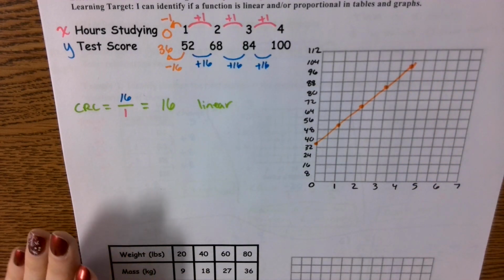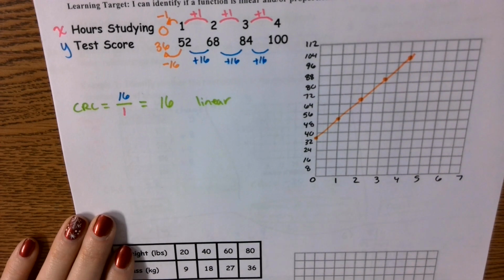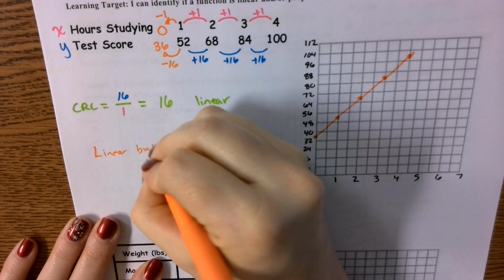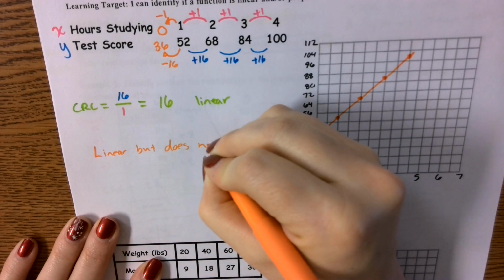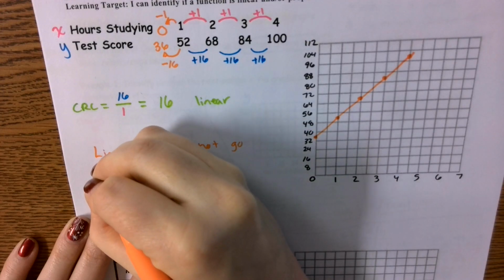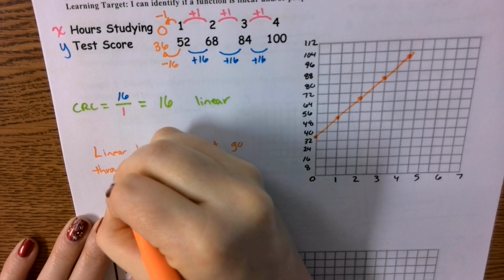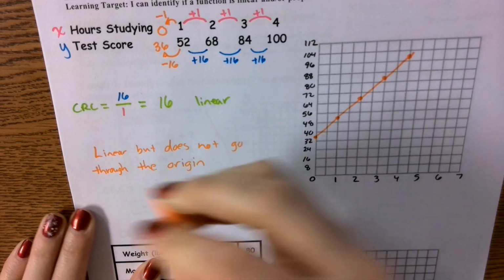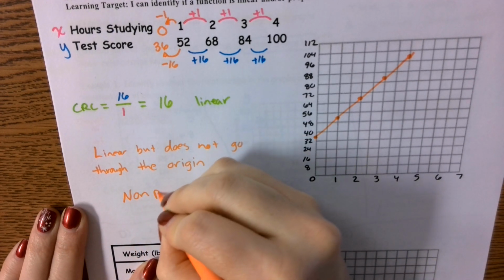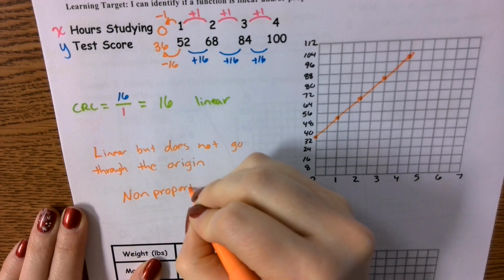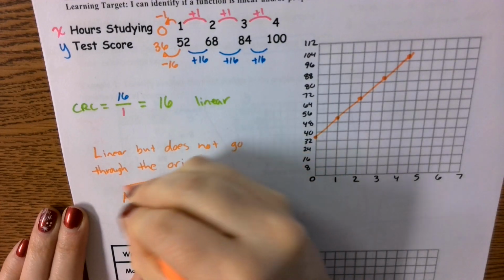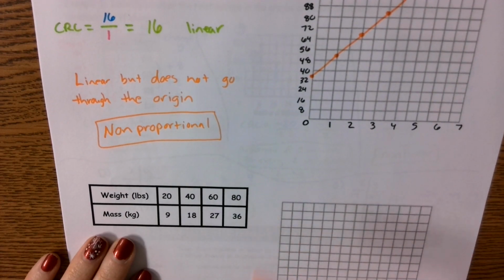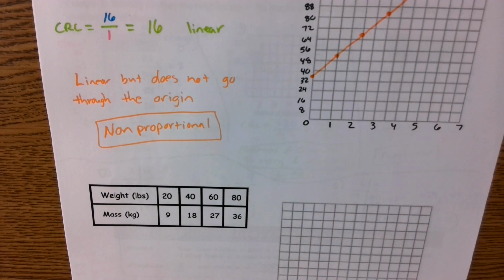It is going to be a straight line, so it is a linear relationship. Linear, but does not go through the origin. Okay, so that means that it is non-proportional. It's a non-proportional relationship.